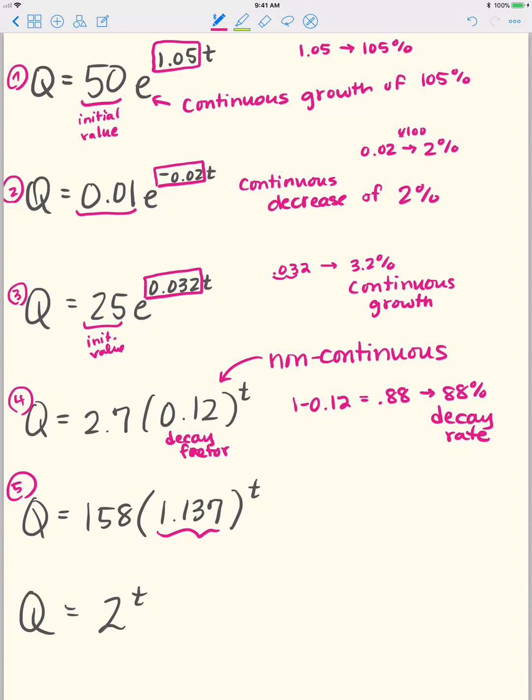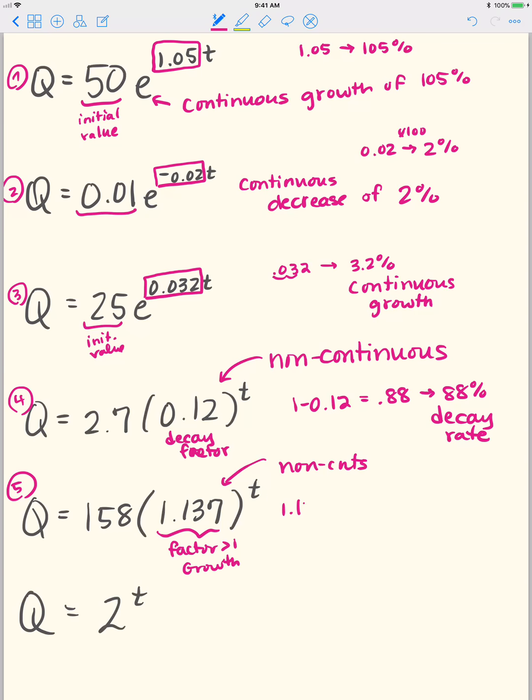This fifth example, there's no e here, so this is also a non-continuous example. The factor is over 1, so this is a growth factor. And the way that we pull the percentage from that is subtract the 1.